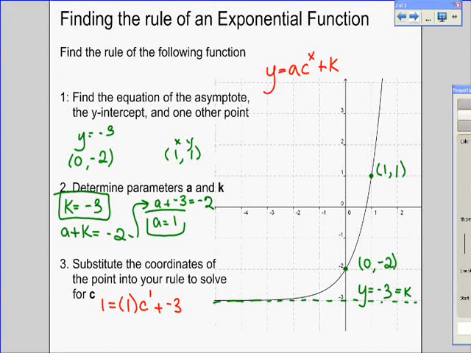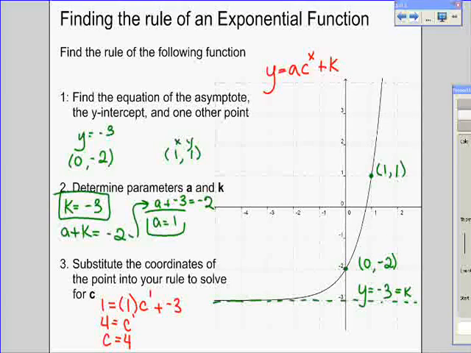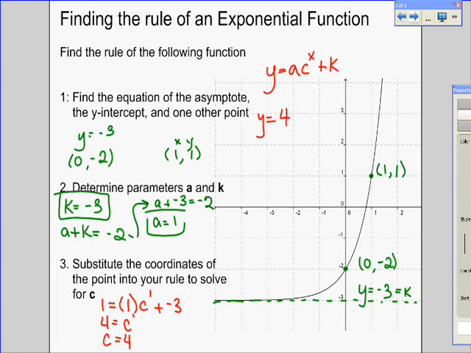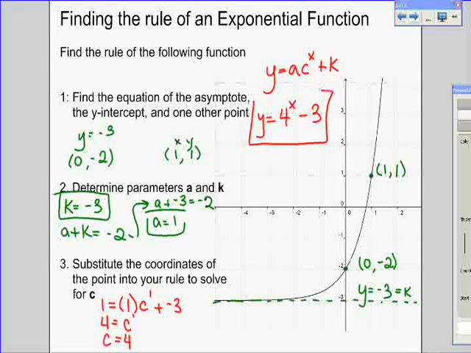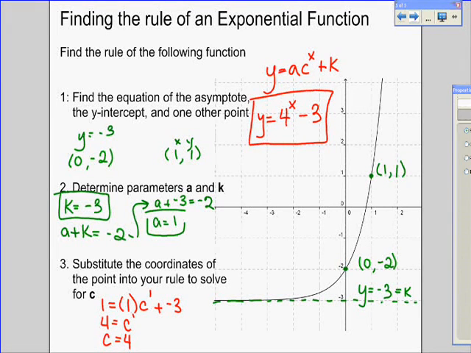So we have negative 3, so we're going to add 3 on both sides. It gives us 4 is equal to c to the power of 1. So c is just equal to 4. So if we want to fill in our final rule here, we have y is equal to our value a, which is 1, so we actually really don't need to write it down. Our base c is 4 to the power of x. Our value of k is negative 3. And that's the method we're going to use to solve for the rule of any exponential function.